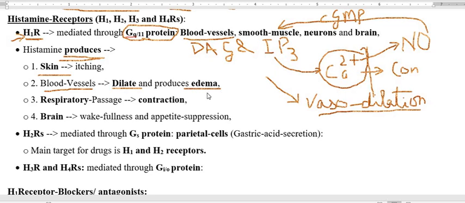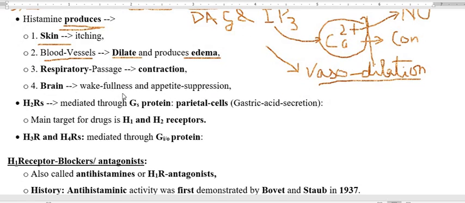So this is another important point. When histamine acts on the respiratory smooth muscle, that we already explained, through the same Gq activation through the H1 receptor, it is going to produce contraction by raising intracellular calcium level and acting directly. So this is very, very important.